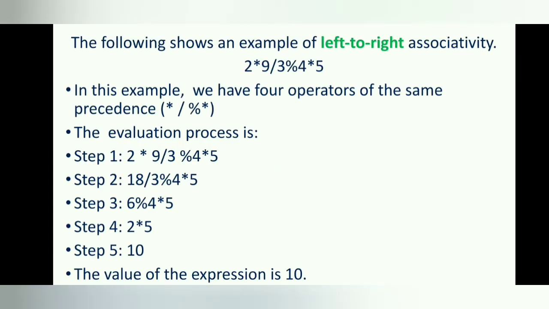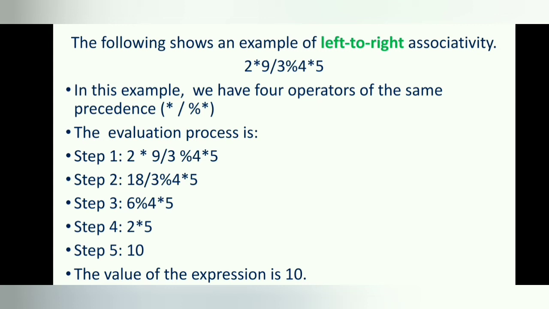Left to right associativity. The following shows an example of left to right associativity. In this example, we have 4 operators of the same level of precedence: multiplication, division, modulo, multiplication. The evaluation process is: step 1, 2 multiplied by 9 divided by 3 modulo 4 multiplied by 5. In this expression, we have 4 operators of the same level of precedence. Their associativity is from left to right. That means the operator on the left is evaluated first and then the operator on its right, and so on.